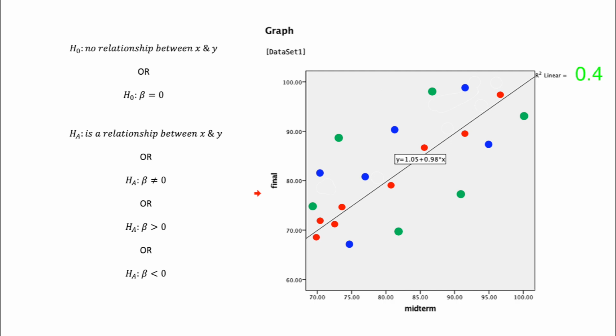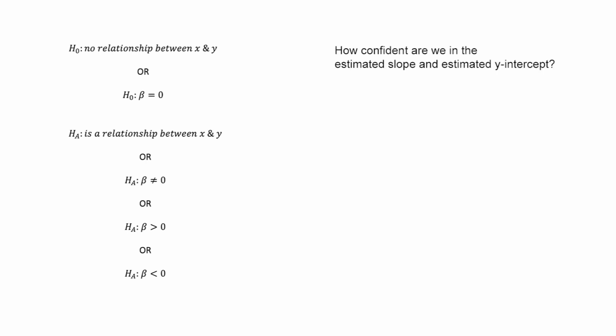So really, once again, the major takeaway here is that the more variation you have in your data around your slope and y-intercept, the less confidence you're going to have that slope and y-intercept are a good characterization of the relationship in your data. So getting back to the primary question, we're really asking how confident are we in the estimated slope and estimated y-intercept. In particular, we want to know how confident we are that the estimated slope is not equal to 0, which is what our null hypothesis says.